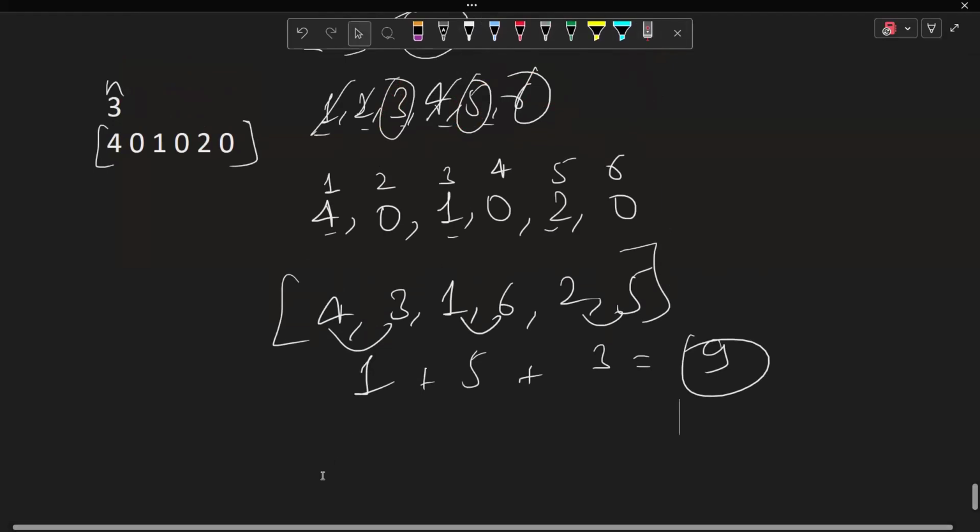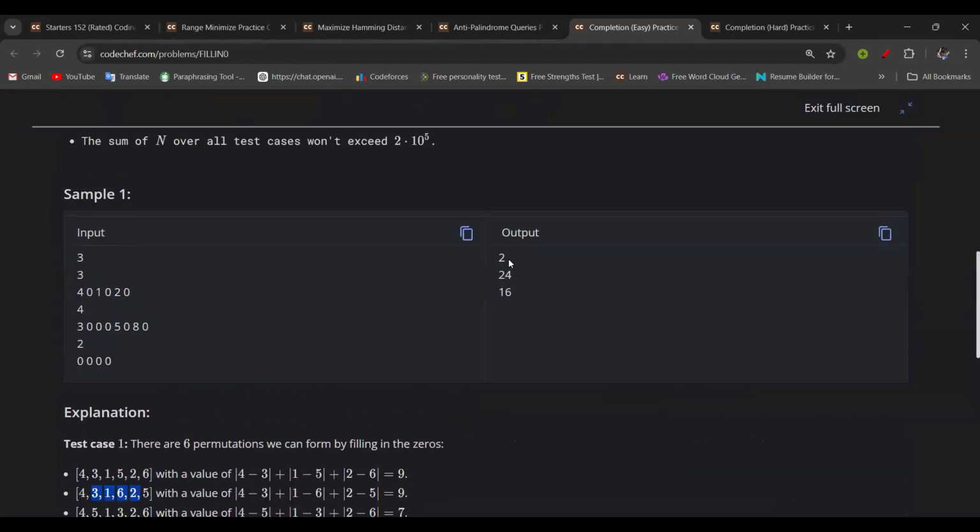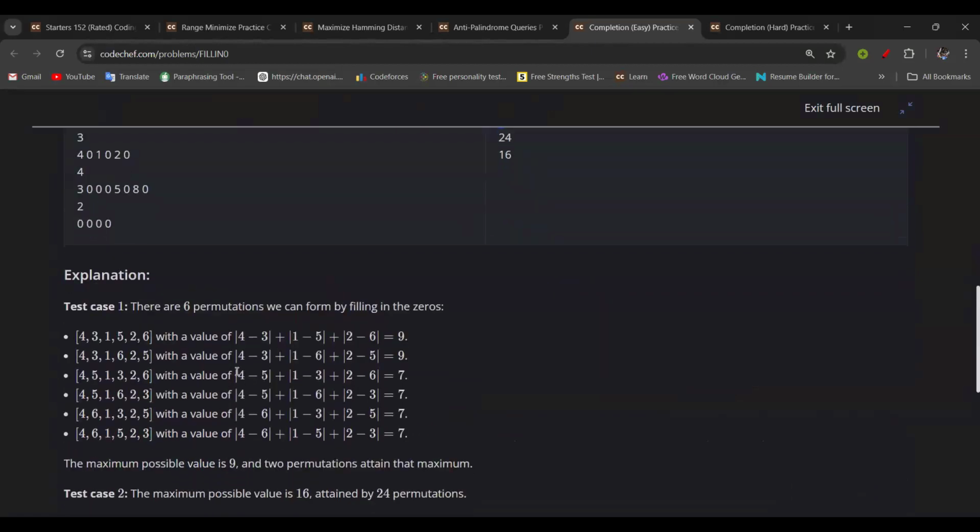So here in the test case, all of the replacements were explained. Among them, the maximum value was 9, and there were two permutations where you were getting a value 9. So your final answer for this was 2. Okay, I hope you understood.